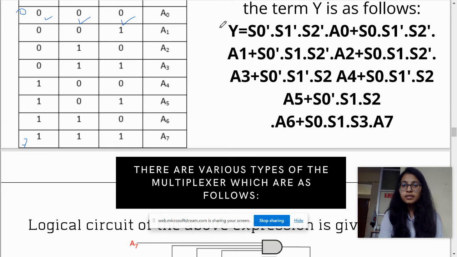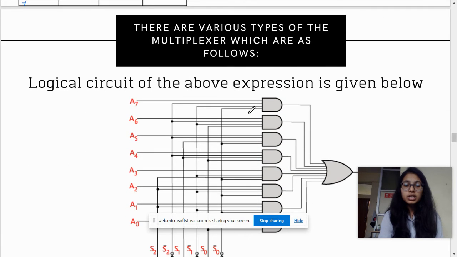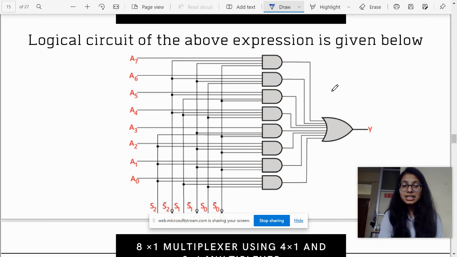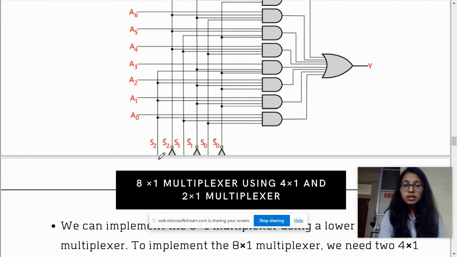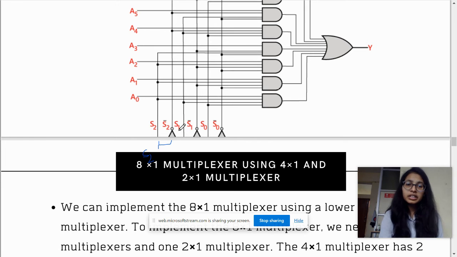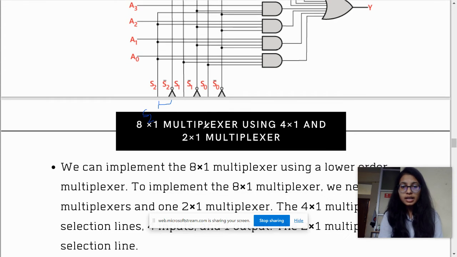So we can get this logical expression. Now this logical circuit might look very difficult, but trust me, this is very easy. Here, we have provided S2 over here, and we have provided a NOT gate over here, so that we can get S2 bar. Wherever we require S2, we'll take it as it is, and wherever we require its complement, we'll take a NOT gate. And similarly, the same thing goes for S1 and S0.